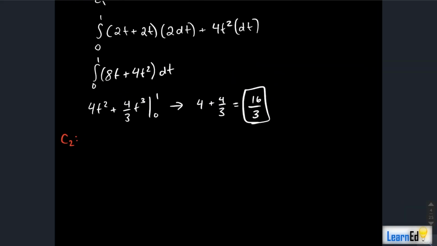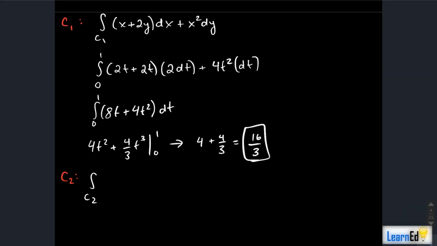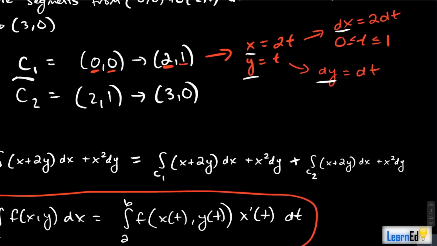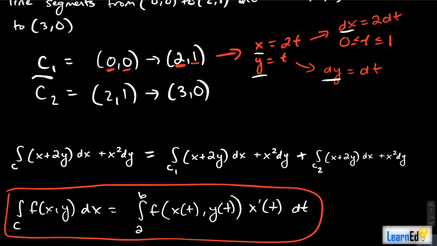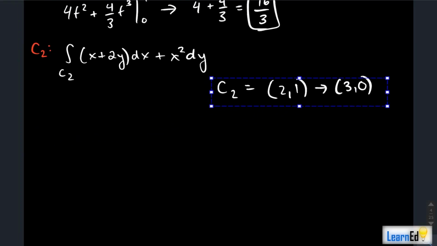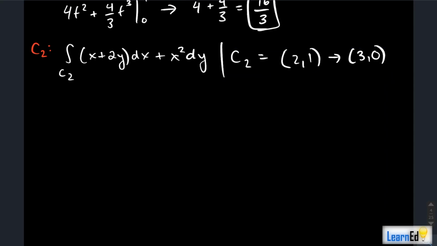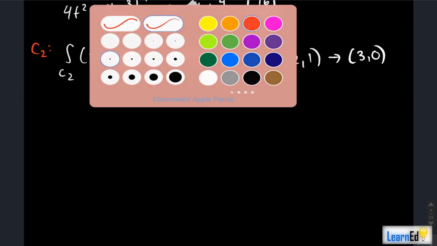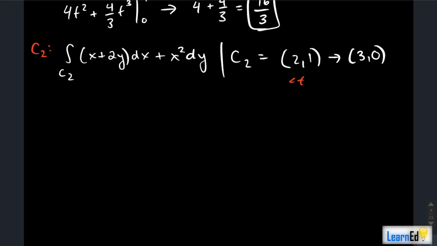Okay, so we will have the integral over C2 of x plus 2y dx plus x squared dy. And now we'll just have to parameterize again. So I don't have to keep going back and forth, I will bring the C2 down. Okay, so there is C2. If we're going to parameterize C2 on the interval 0 to 1 in t, what is x going to be? Well, x, if it's going from 2 to 3, it'll just be t plus 2.